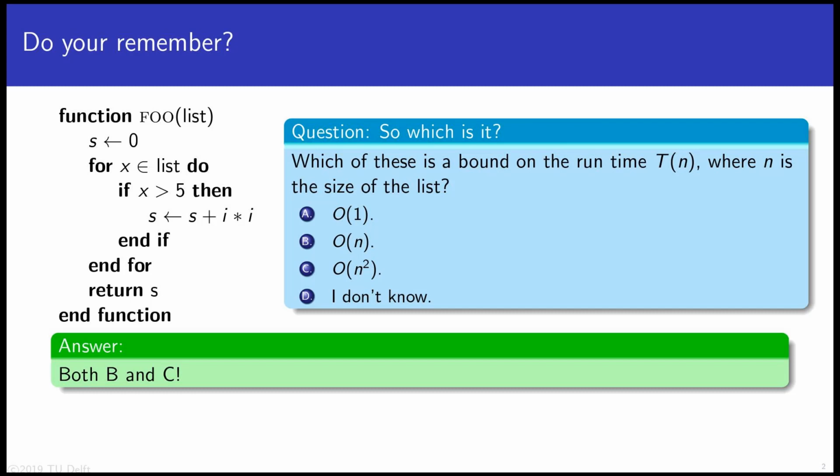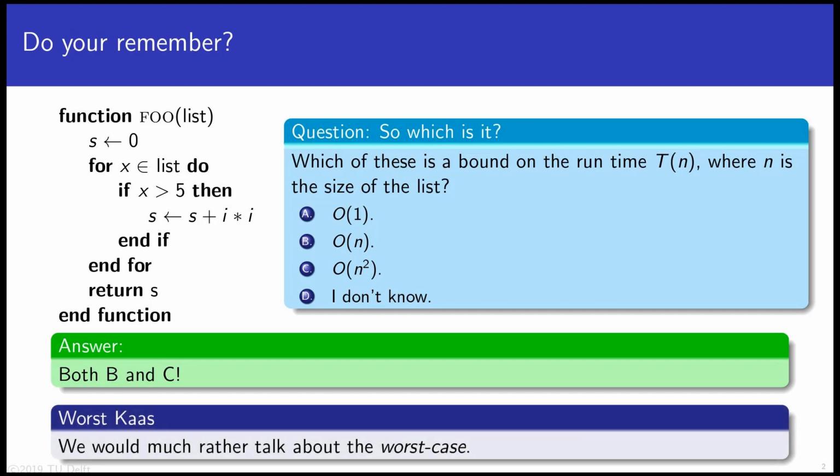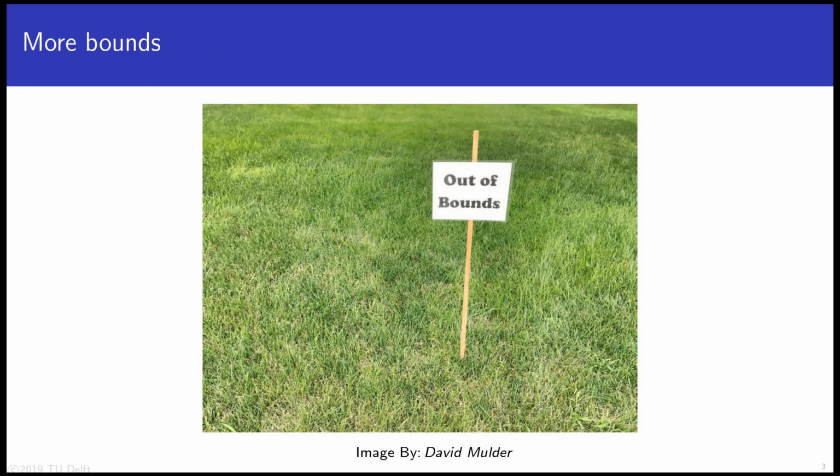But that's not very useful, is it? Because that means that we could say for many algorithms that they're bound, for instance, by n to the power 200, or that they're bound by 2 to the power n. So what we would like is that we reason about the worst case and put a bound on that, and that bound is also tight. So it seems that just big O as a bound isn't good enough. We need other bounds too. So let's see if we can find some.